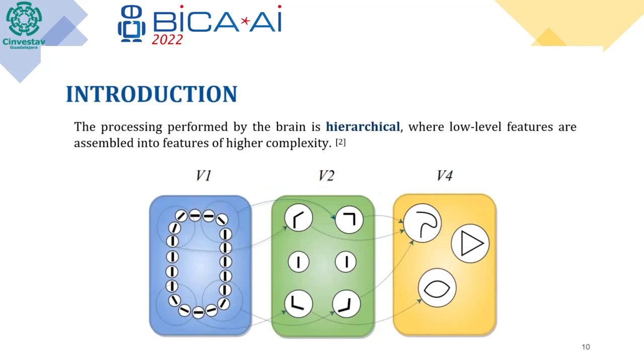The processing performed by the visual areas of the brain is hierarchical, where low-level features are assembled into features of higher complexity. For example, in the area V1, we start with the selectivity of the oriented edge. In V2, more complex features are processed, and in V4, we have the selectivity of very simple shapes. Then the hierarchy advances. For example, in area IT, we see selectivity to more complex stimuli and faces.